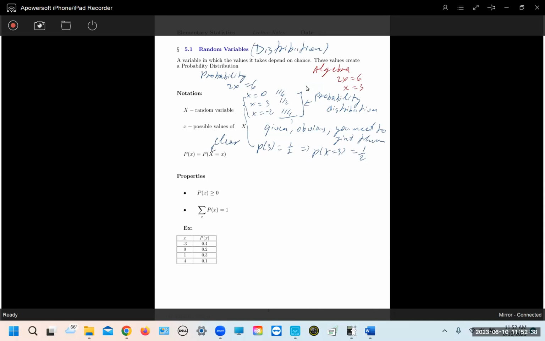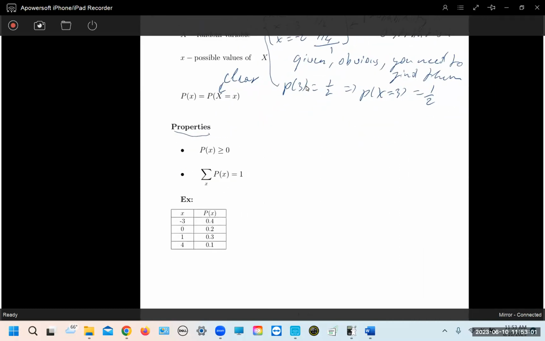So now we go for probability. We have P of x greater than or equal to 0, and the sum of P of x equals 1, summed over x. So we can go with an example for this one. After we're done, we can check.